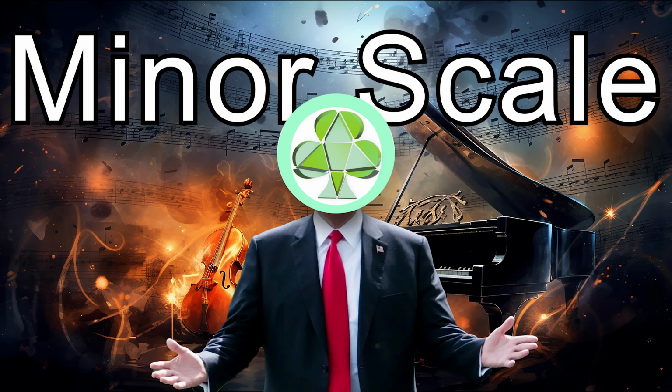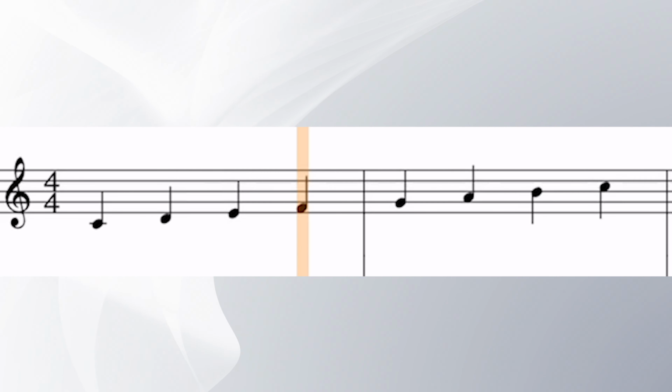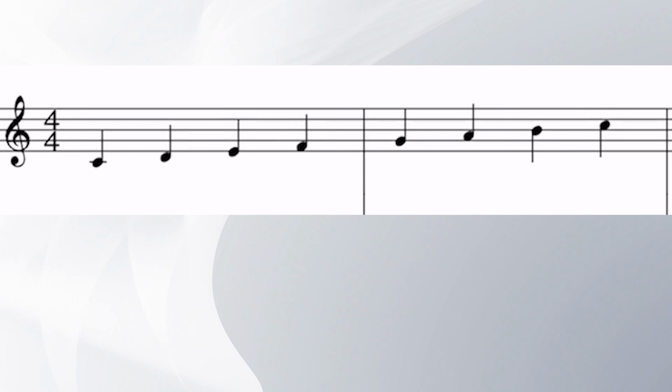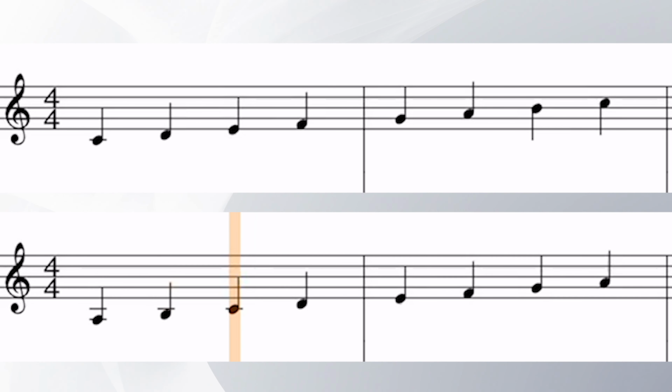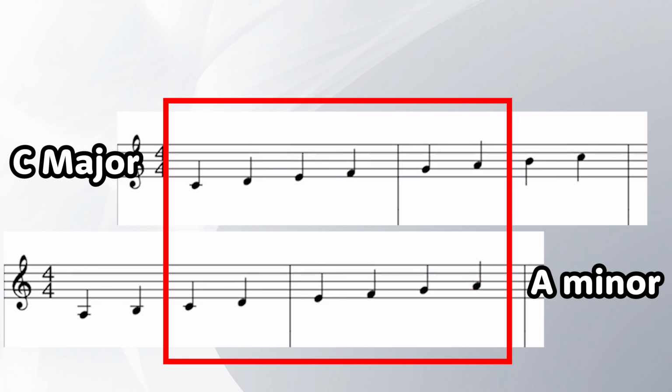First of all, it's crucial to understand that nearly every type of scale finds its roots in the major scale, and the minor scale is no exception. It's essentially 3 half steps different from the C major scale. So we can say that A minor is like the sibling of C major because they share the same notes and also have the same key signature. In this case, no sharps or flats.